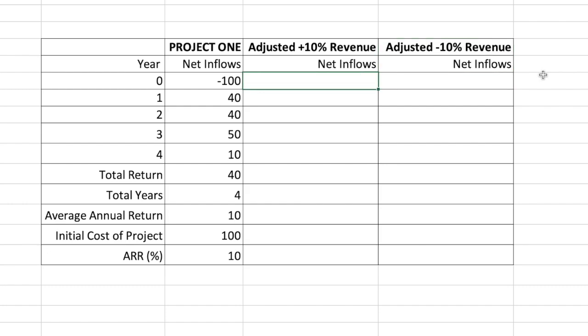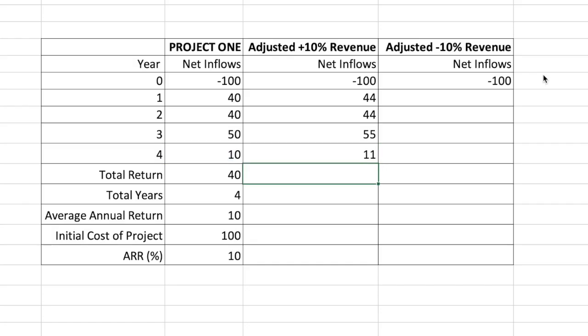So if the revenues were adjusted, then that won't affect the first year. I can do that in the other column too. If in this case revenues were 10% higher, so we remember all these numbers are just estimates. So what if they were 10% higher? So 10%, 1.1, and times that by the estimated inflows. So 1.1 times 40, and then we just repeat the same across. So we're just going to adjust these all by 10%.